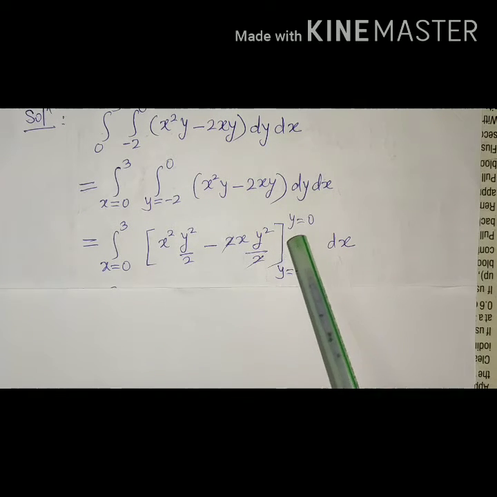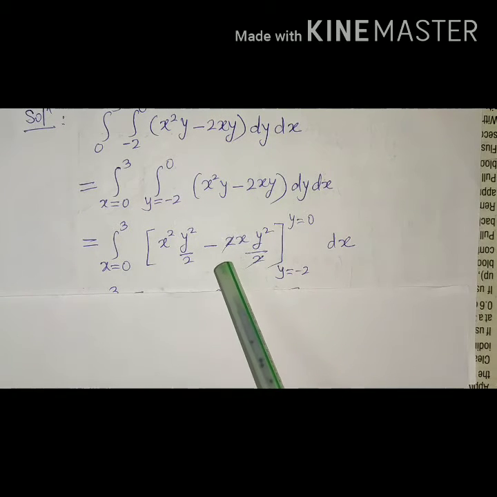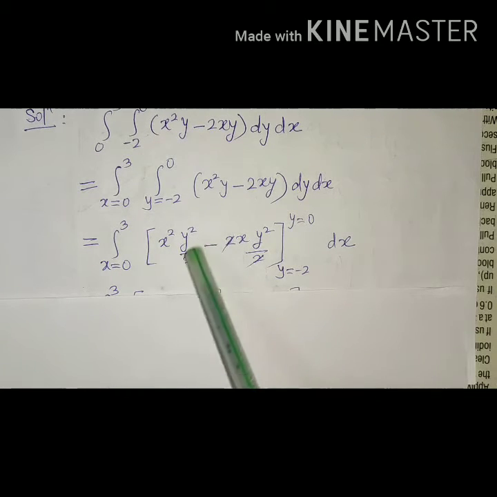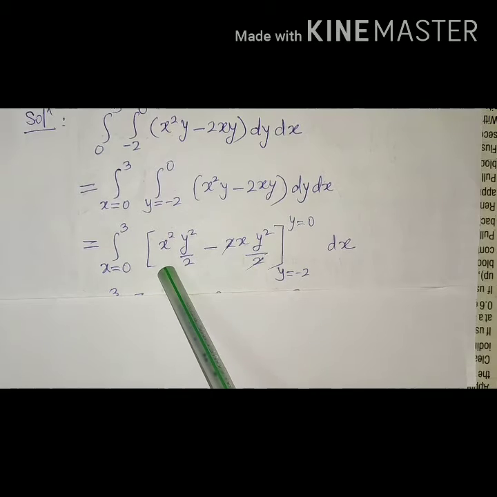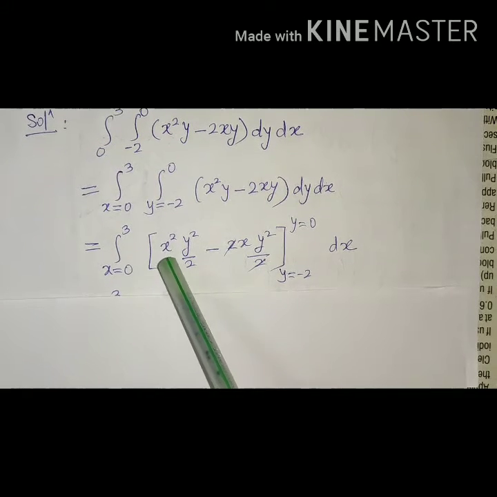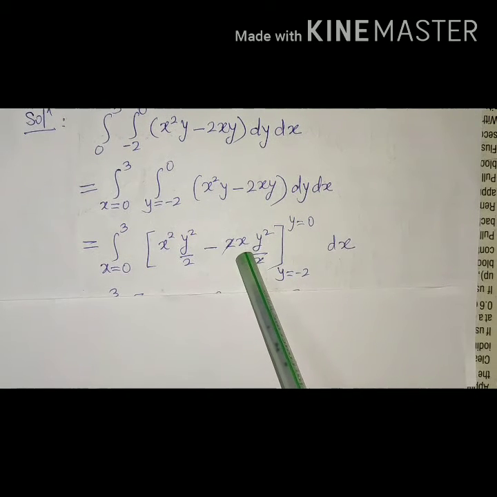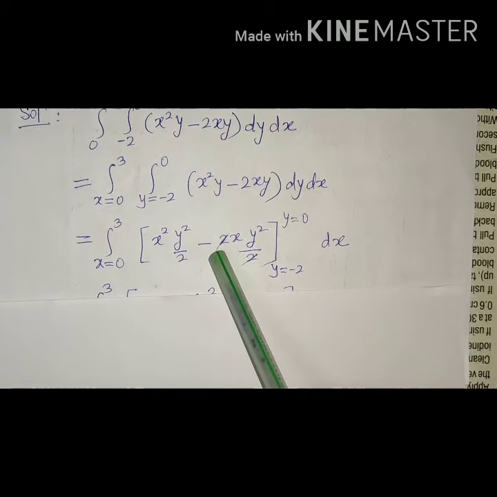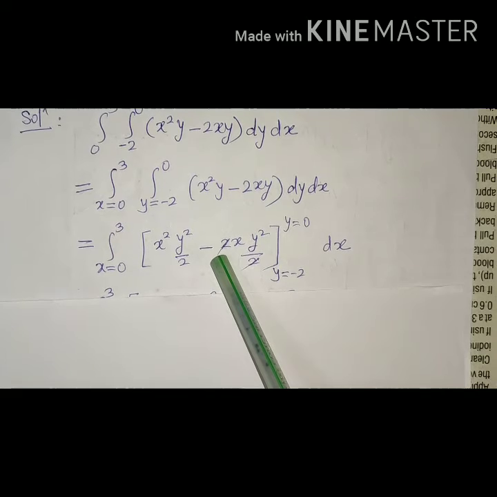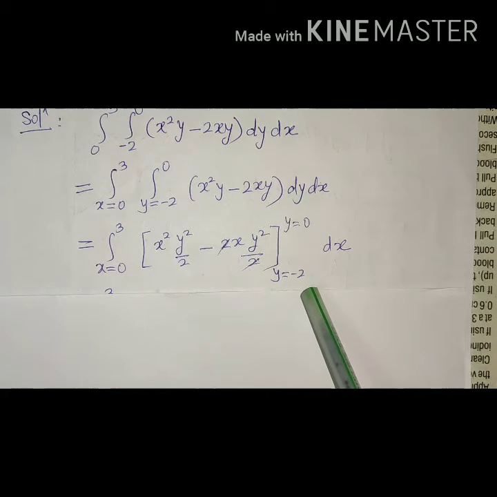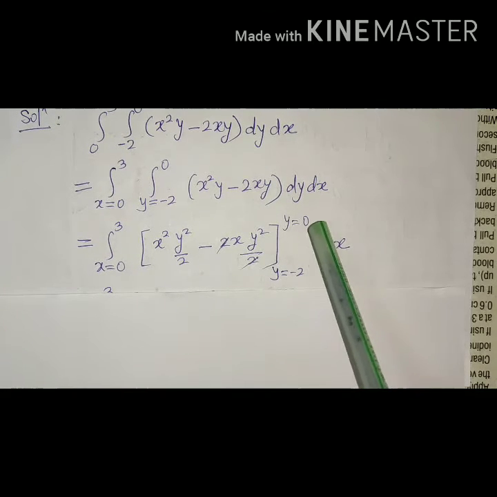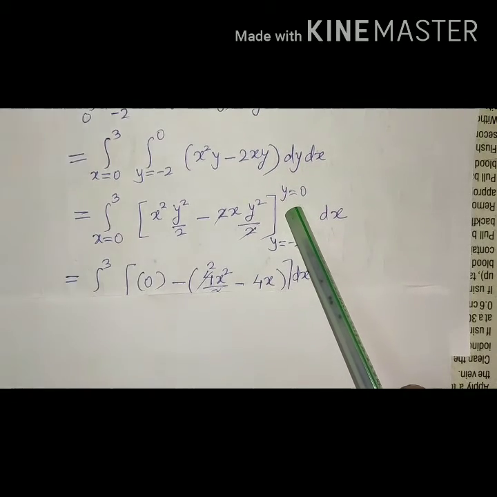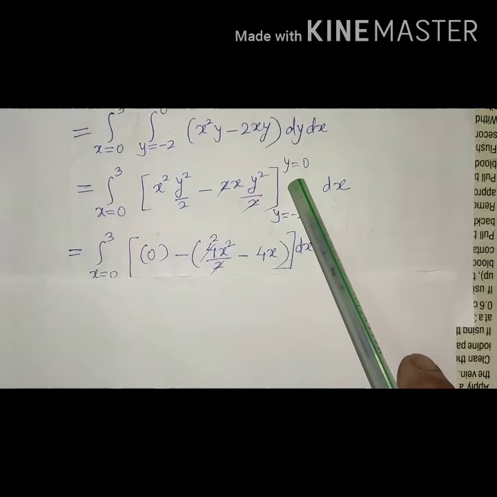So integration with respect to y, what does it give? The outer we have kept as it is. With respect to y, it becomes y square by 2. Its coefficient is x square. And the coefficient 2x is kept as it is. Integration of y is y square by 2. The 2's get cancelled. And the limits of integration are lower limit minus 2, upper limit 0. Okay. Now let us calculate the value.